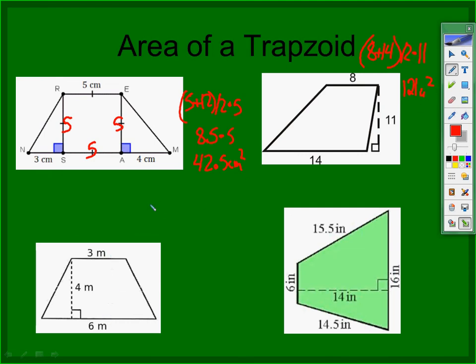Down here my base and height are 3 and 6. 3 plus 6 divided by 2 is averaging them. 9 divided by 2 is 4.5 times 4 will give me an area of 18 meters squared. So I'm averaging the two bases, multiplying by the height. In this case, my bases would be 6 and 16. 6 plus 16 is 22. 22 divided by 2 would be 11, times my height of 14 would be 154.